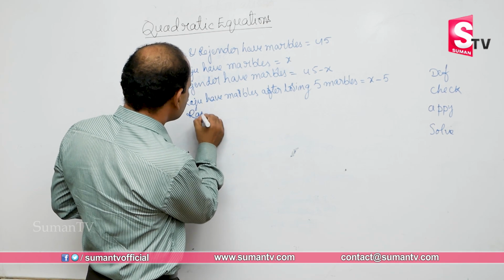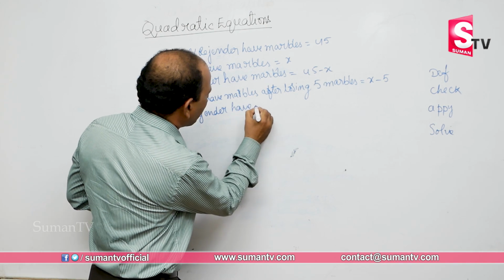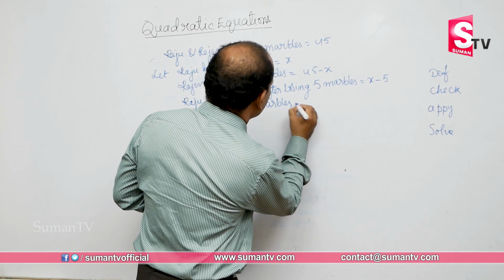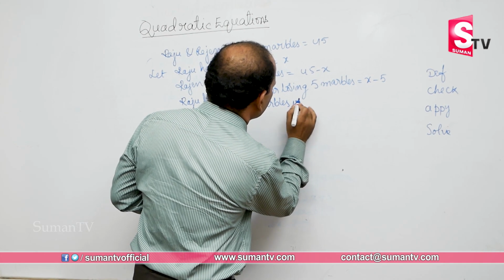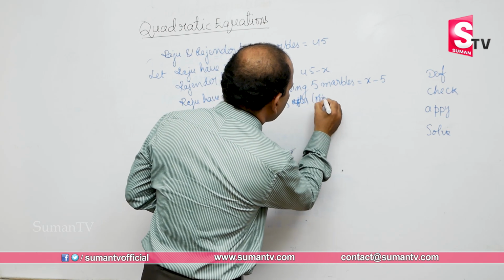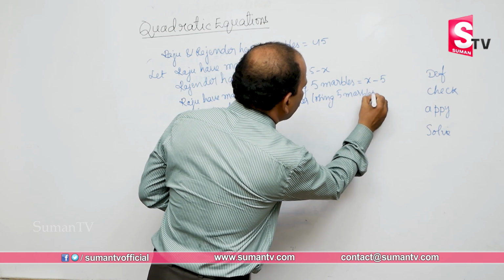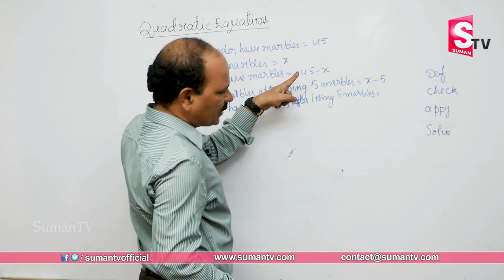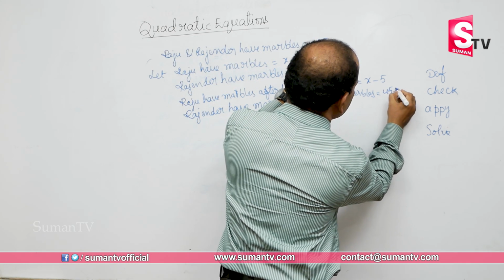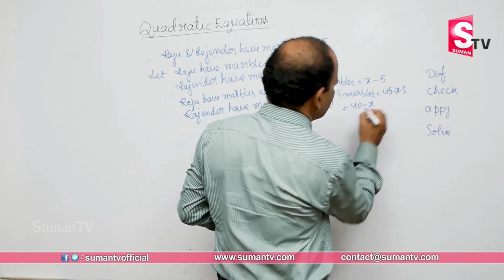Next, Rajender has marbles after losing 5 marbles equal to, here also we have to subtract 5 from 45 minus X. 45 minus X minus 5 is equal to 40 minus X.